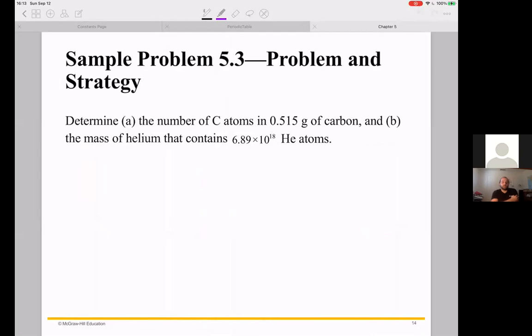So we can go from grams to number of atoms by jumping through moles first. Okay, so we're going to do that real quick now. Go two different directions here. First is going from 0.515 grams of carbon all the way to atoms.